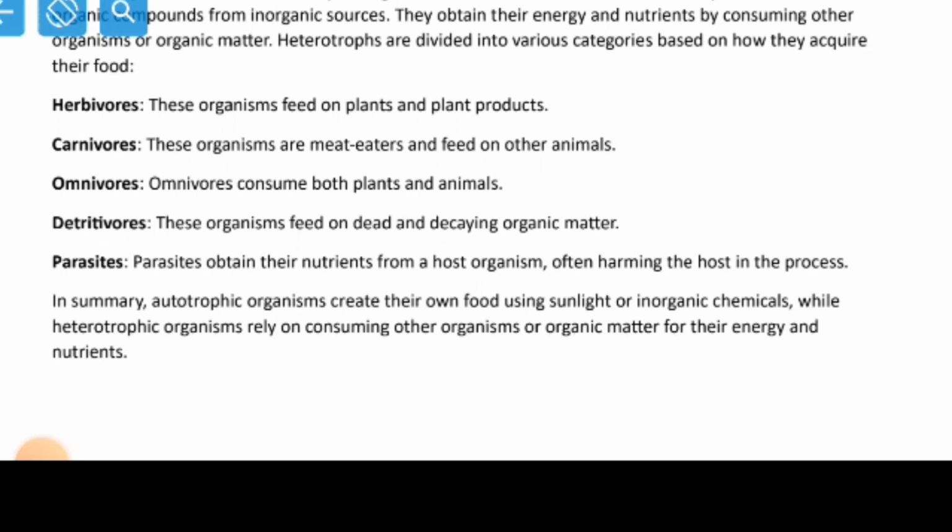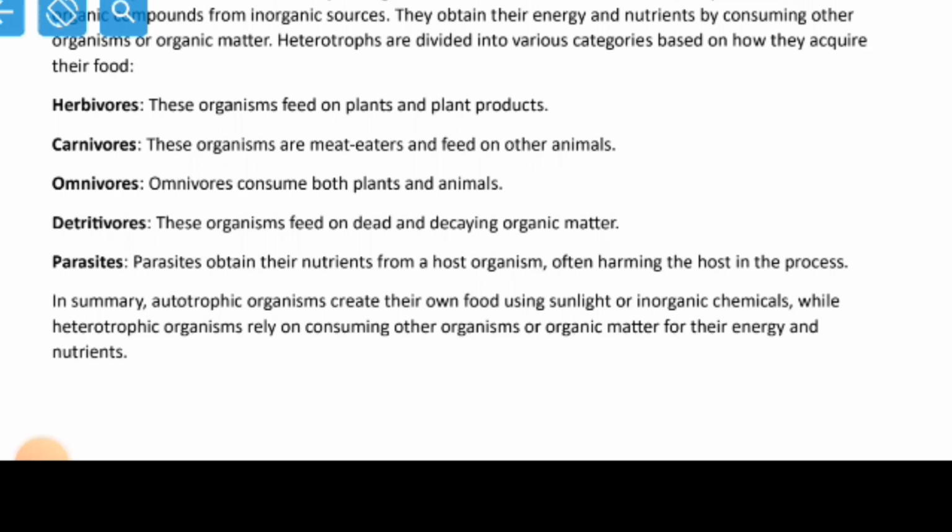Then we have omnivores. Omnivores consume both plants and animals. Who are omnivores? If I ask you, look at yourself, because we are omnivores. Human beings are omnivores because we consume both plants as well as animals, right? We eat chicken, we eat fish, and we also eat spinach, different types of leafy vegetables, the cabbage, the cauliflower. All these plants we eat, and also we eat the animals. That's why we are known as omnivores, right?